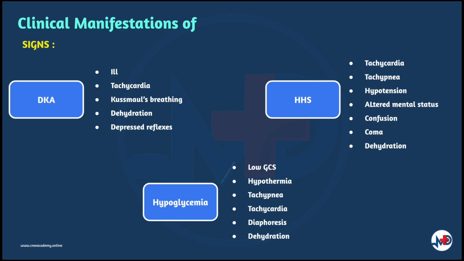In hyperosmolar hyperglycemic state, the patient may have tachycardia, tachypnea, hypotension, altered mental status, confusion, signs of profound dehydration such as dry skin and mucous membrane, sunken eyes, and neurological symptoms like headache and dizziness. The patient may also be in coma.